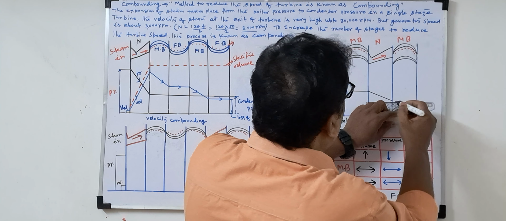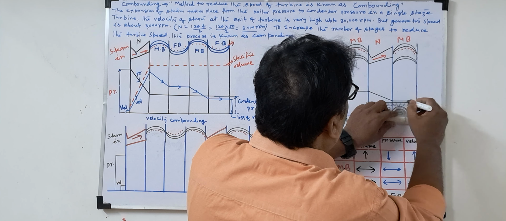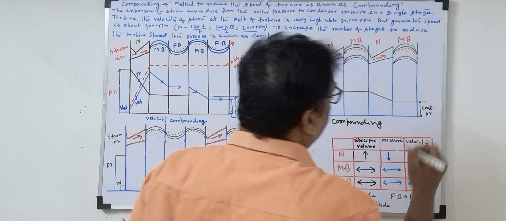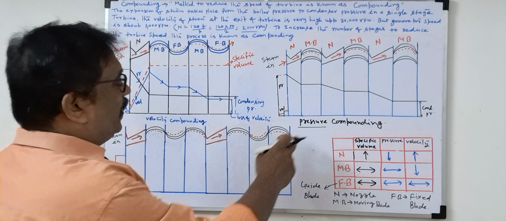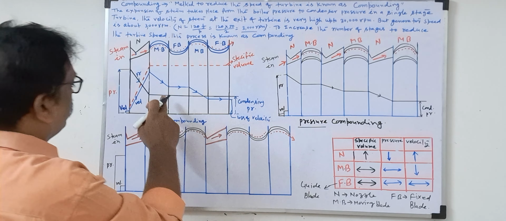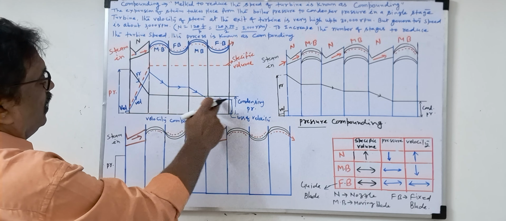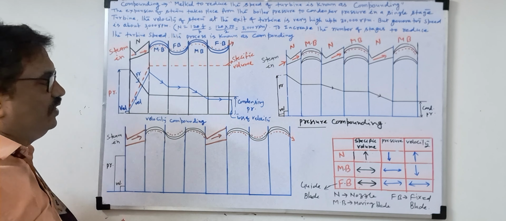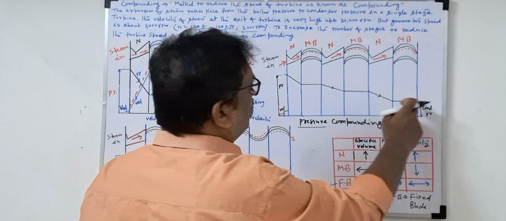Again in the moving blade, pressure remains the same. Now what happens? Boiler pressure becomes the condensing pressure. So now this is pressure compounding. This is the variation of the pressure: inclined line, then horizontal because of the moving blade. Here, in the other diagram, this is velocity compounding, where velocity reduces. So velocity variations we are seeing there, and here we are seeing pressure variations.